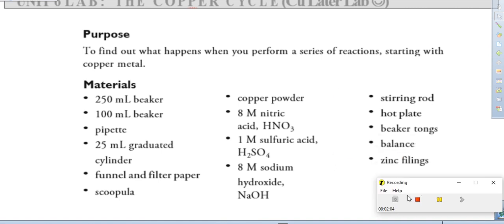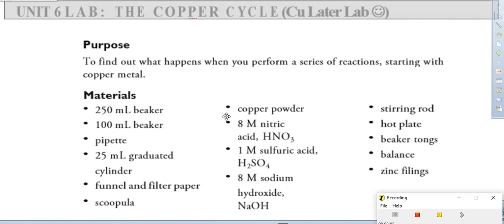If you open up the document in Canvas for the copper cycle lab, we've got the materials that we're going to use today and tomorrow. If you're doing this virtually, then you're just going to watch me do the different stations, the 5 different reactions, and this is the equipment I'm going to use. And if you're coming into class, then you're going to be doing the lab hands-on.